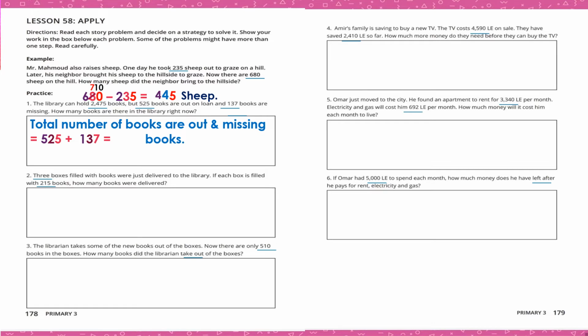So ones with ones, 5 plus 7 equals 12. 2 and carry up 1, or regroup 1. Don't forget the carry. 1 plus 2, 3 plus 3, 6. 5 plus 1, also 6. So the total number of books that are out and missing is 662 books. Here we wanted to find the number of books in the library now after the missing books. What shall we do?